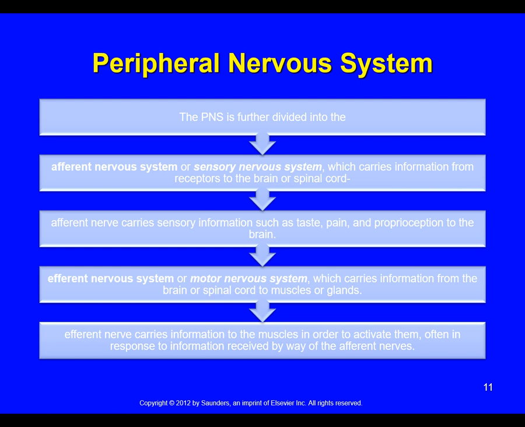Now efferent was the one where I said ee. Now we touched the hot stove. The afferent nervous system took that information to the brain, and the get my hand off of the stove is coming from the efferent nervous system, which carries information from the brain to the muscle or gland to make them contract. So efferent nerves carry information to the muscles in order to activate them, often in response to the information received by way of the afferent nerves.